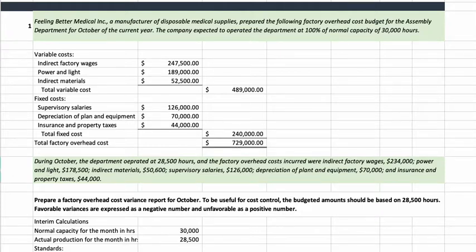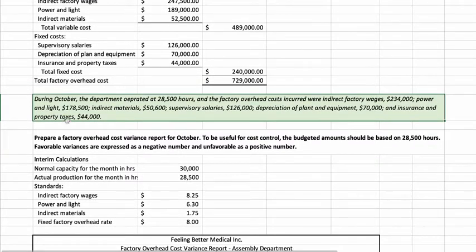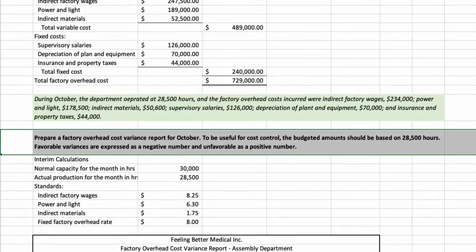During October, though, things changed. The department operated at 28,500 hours versus the 30,000 hours. And then we had changes in the costs that were incurred. And we'll actually list all of these changes in our report below. So what is our job? Our job is to prepare a factory overhead cost variance report for October.